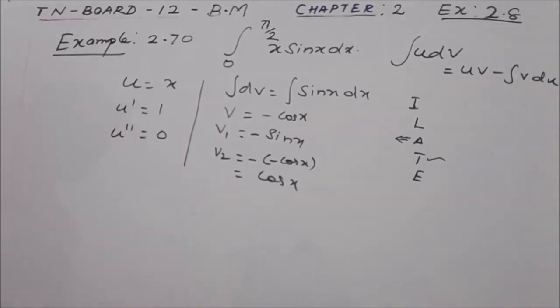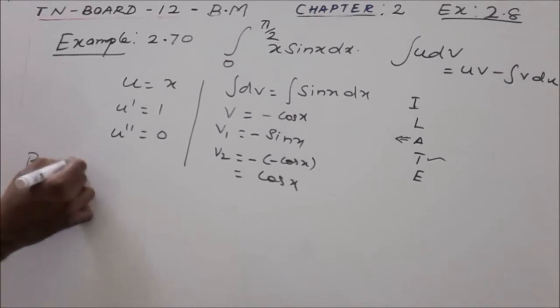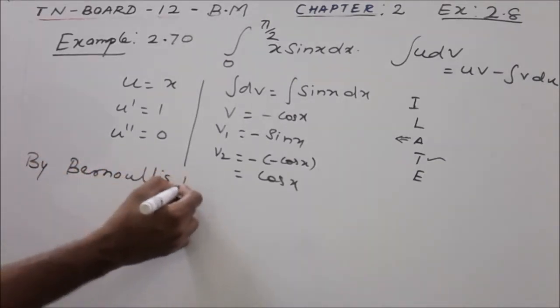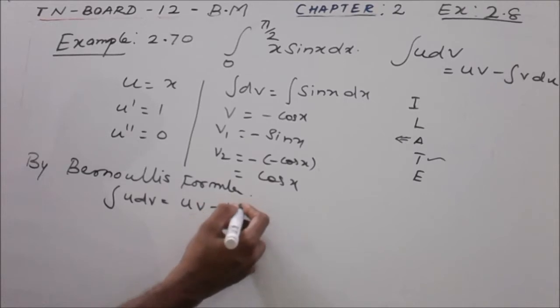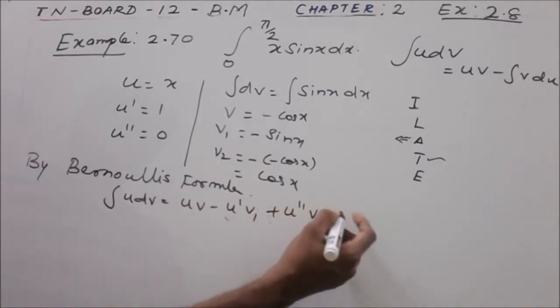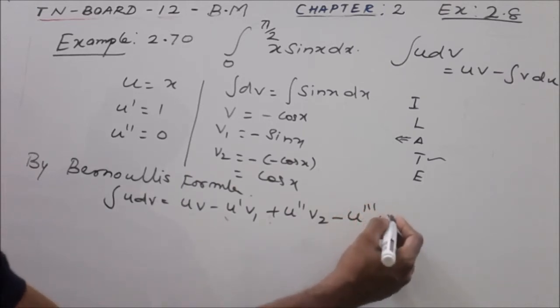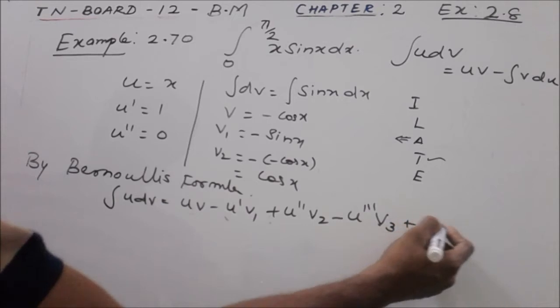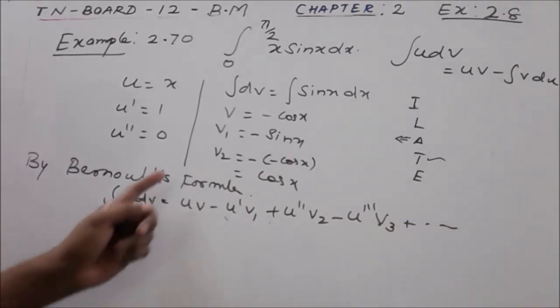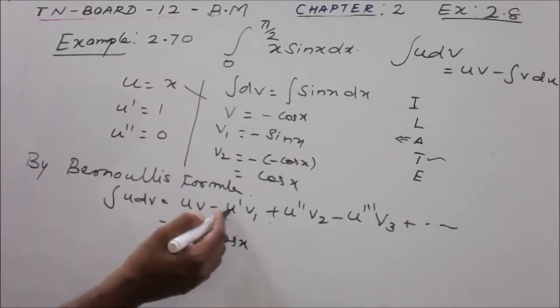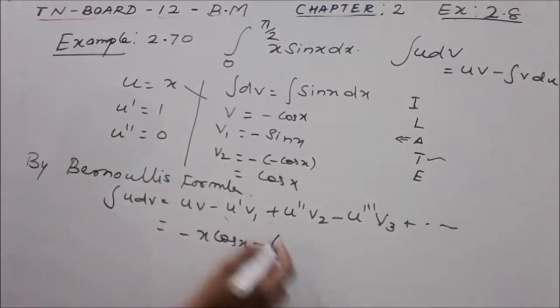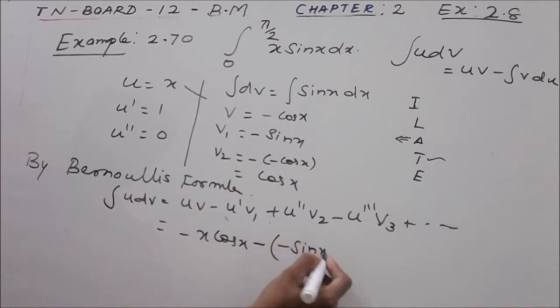Now we can go with the Bernoulli formula. By the Bernoulli formula, integral u dv equals uv, minus u dash v1, plus u double dash v2, minus u triple dash v3, plus etc. Applying Bernoulli, uv is minus x cos x, minus u dash v1, where v1 is minus sin x, and then u double dash v2 becomes 0. The limit applied here is 0 to pi by 2.